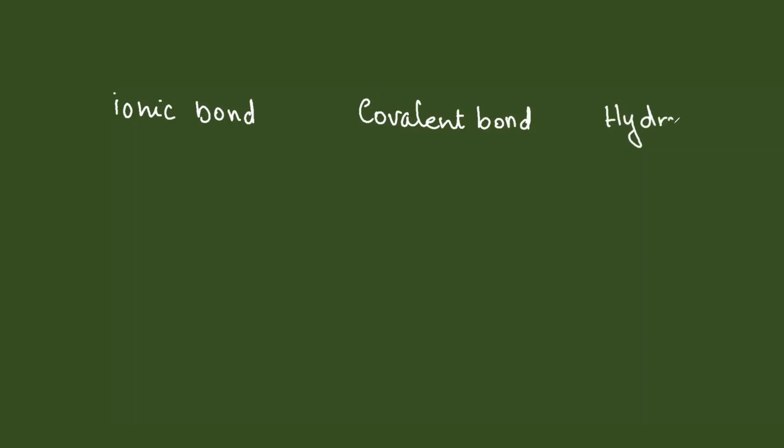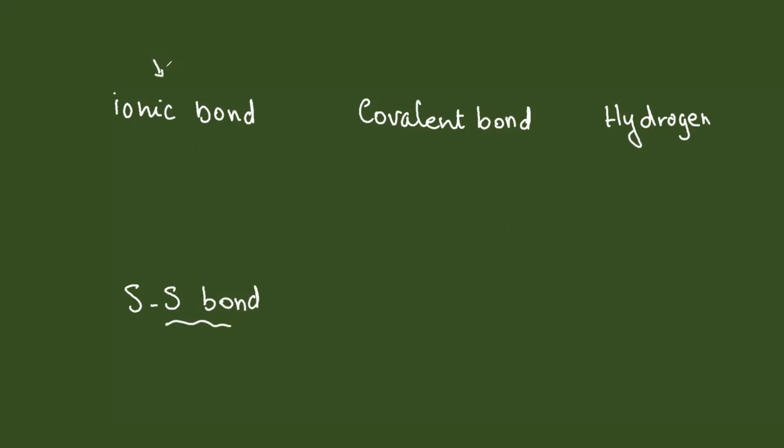as far as I know, that we have 3 types of bonds: the ionic bond, and we have the covalent bond, and we are going to see here the hydrogen bond. Later on, I'm going to introduce another bond which is called sulfur-sulfur bond. Later on, not now. What is the ionic bond?